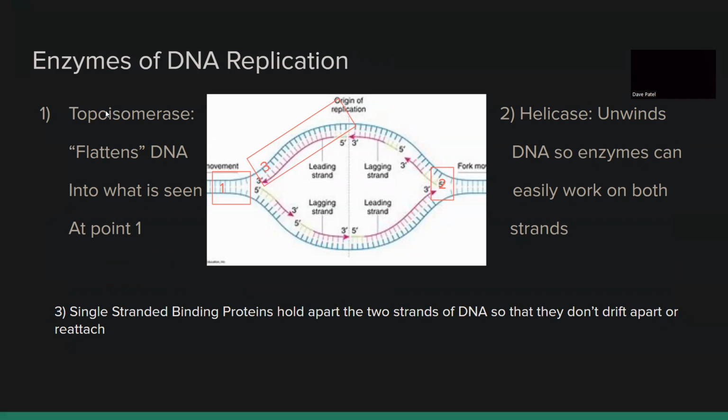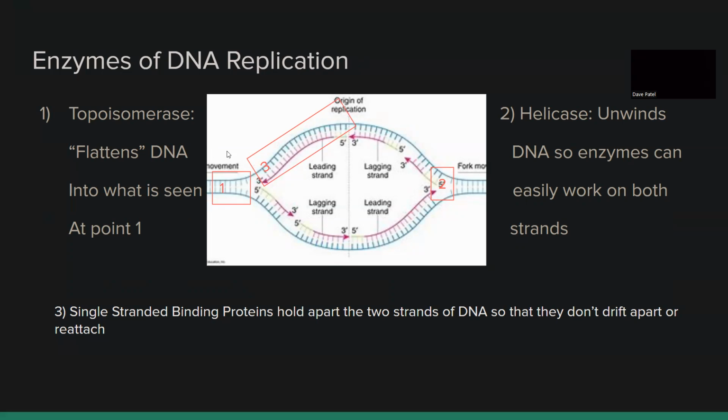So first enzyme, we have topoisomerase. As we covered in the previous slide, DNA is double-stranded. So topoisomerase pretty much flattens that double-strandedness into what you see in this image, like a flattened version of the DNA, which makes it possible for the next enzyme, helicase, to unwind the DNA into two separate strands so that the enzymes can work easily on both of the strands instead of trying to work when it isn't unzipped.